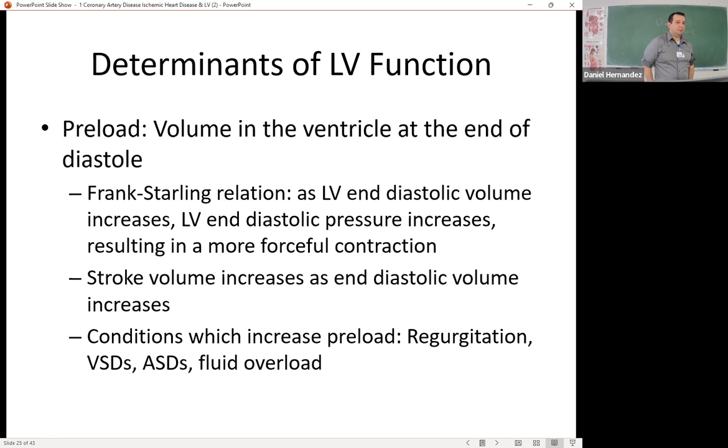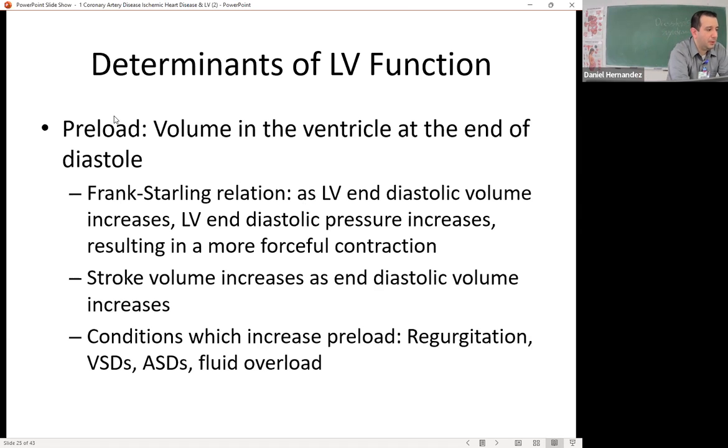Also a determinant of LV function is preload. This is just a refresher. Preload is the volume of blood in the ventricles at the end of diastole, our end diastolic volume. Just remember all the different things that can affect your preload, your end diastolic volume. It would be things like regurgitant valves, so AI, MR, as well as any ventricular septal defects or atrial septal defects.